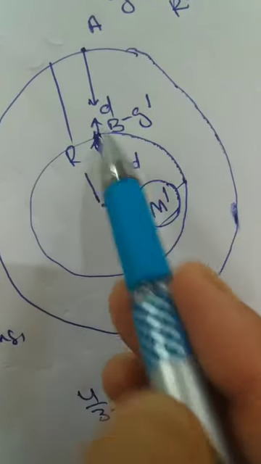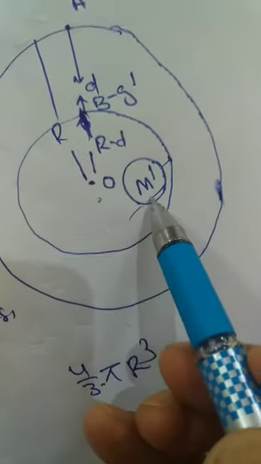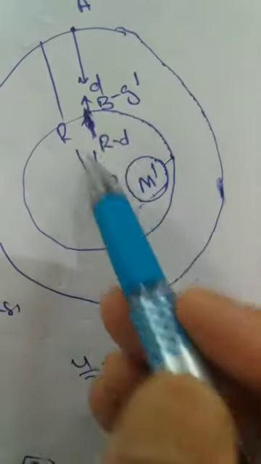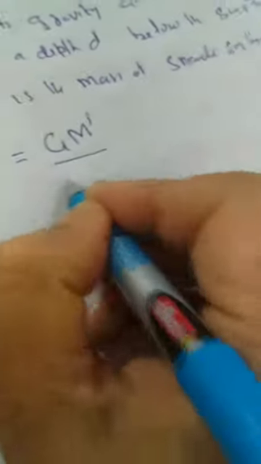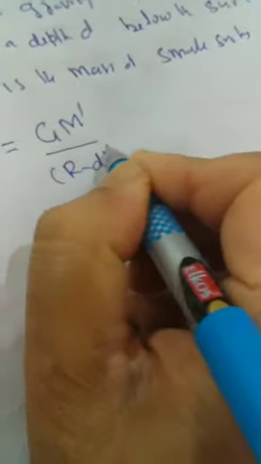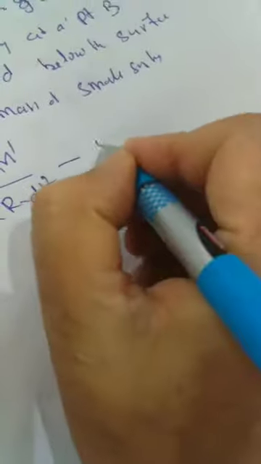The body is here. That means M dash over R square, and how much will R be from here to here, it is (R minus d) whole square. I hope you have got it. g dash is equal to G M dash over (R minus d) whole square. Name this equation. It can be named as equation 4. Okay. I hope you have got it.